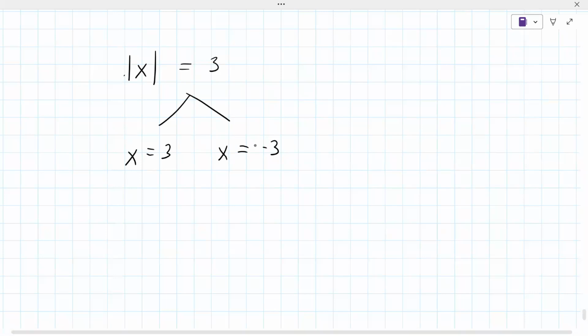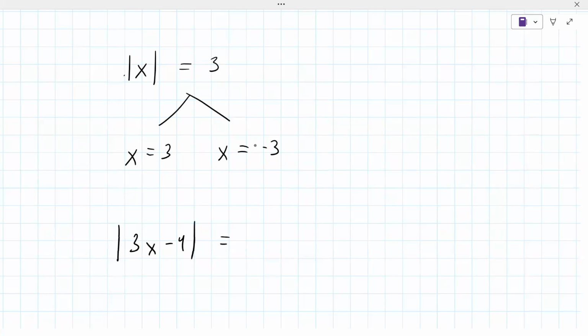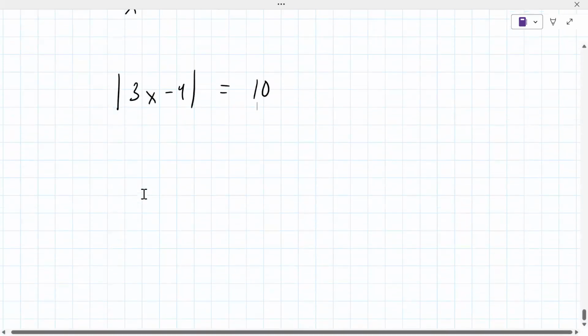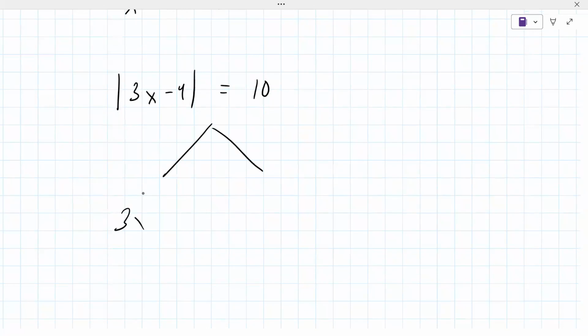So it gets more complicated. Like what if it's the absolute value of 3x minus 4 equals 10? So you set the part inside equal to the number, and equal to the negative of that number. So could you solve each of these for me, please?